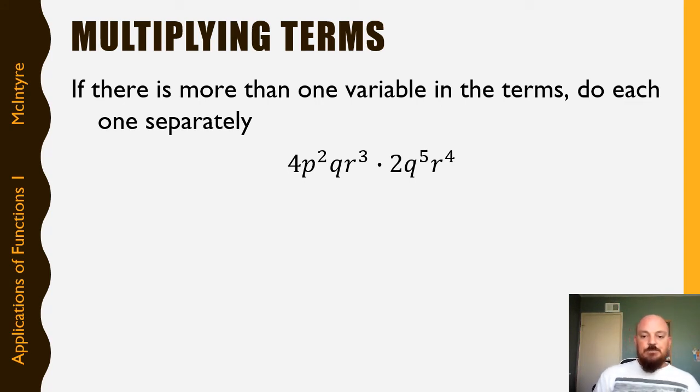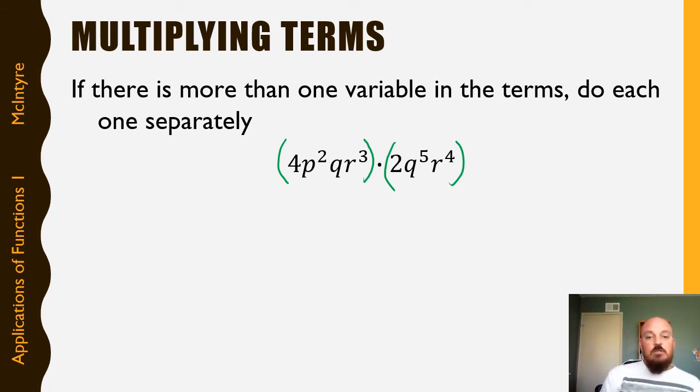So what I'm going to do, we'll go one at a time. Let's start with the coefficients. First of all, I'm going to just put some parentheses here so you can really see what we're doing. All of this together is my first term, 4p squared q r cubed. Times, that's what the little dot means, and all of this together is my second term. So I'm really just multiplying 2 terms here. They're just a little bit bigger, more complicated than last time.